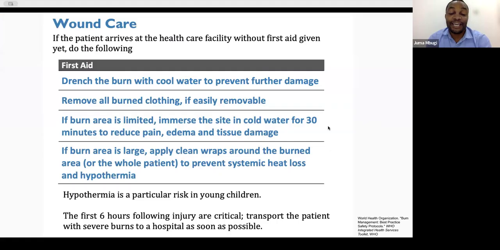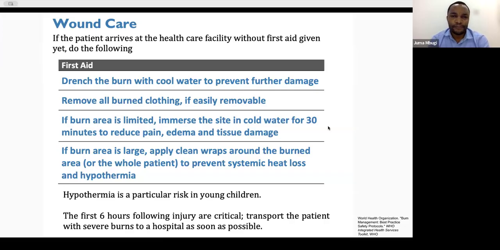Wound care approaches can differ from institution to institution. So usually you can use your local guideline to manage your wound, but universally, this is maybe how it's supposed to be done. So wound care, as a first aid, you can just irrigate with water. This actually keeps the skin moist and prevents further damage. And then remove all burned clothing if it is easily removable.